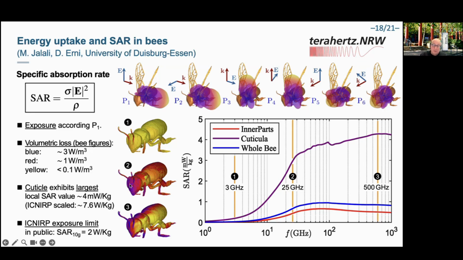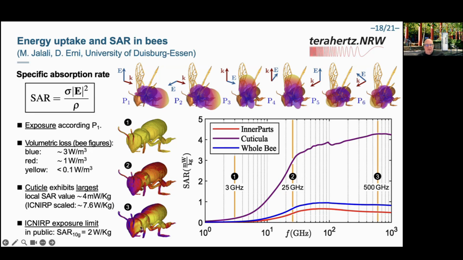Looking at 25 gigahertz, this is an important wavelength because half of the wavelength corresponds to the extent of the bee. So we see a very prominent absorption in the head region, and we have to remember that the head contains all the sensory signal processing units. So here we really have to look into it very carefully.